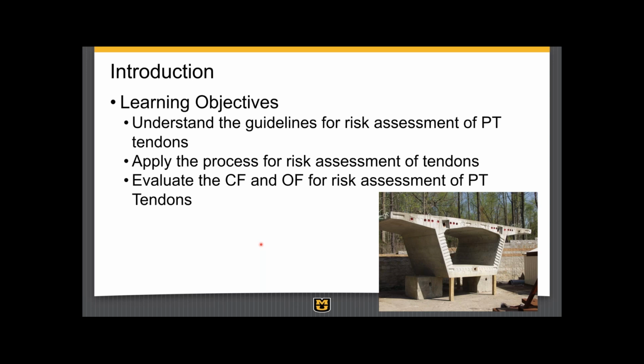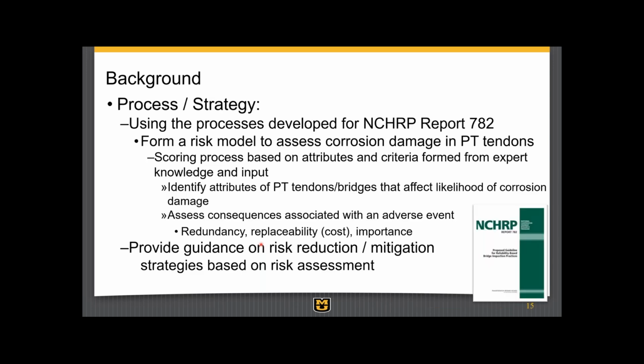In this section, we want to talk about the guidelines that were developed for the risk assessment of PT tendons, how to apply the process, and how to evaluate a consequence factor and occurrence factor for post-tensioning tendons. And this is the, well, how does this work? What are the mechanisms here? Well, we've used the mechanisms and processes developed under NCHRP 782, as you mentioned earlier. We've applied that to assess the likelihood of corrosion damage and its risk for PT tendons.